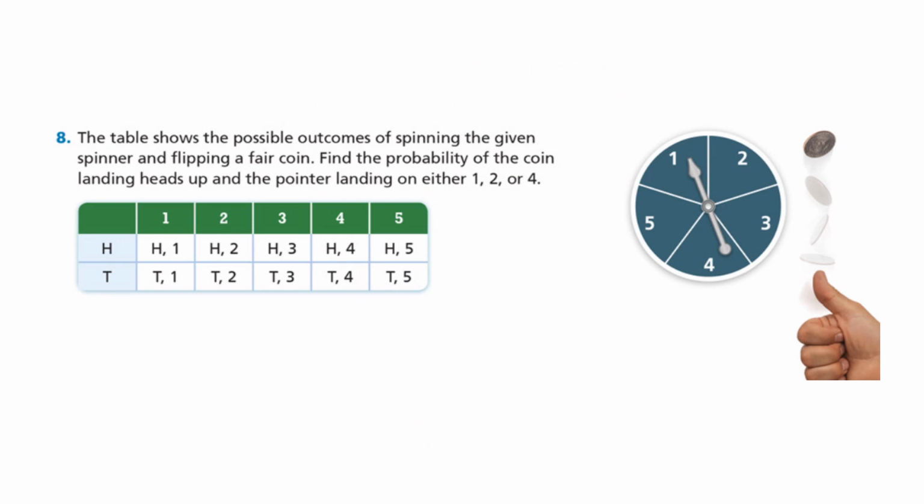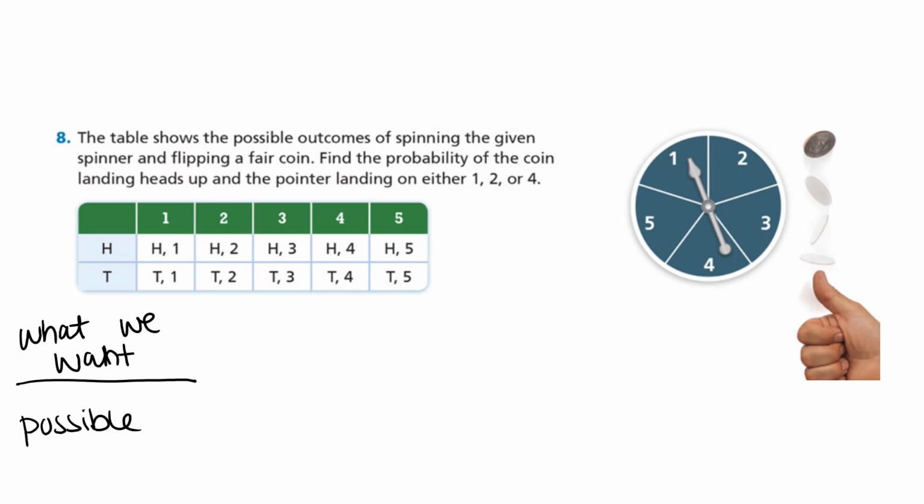In number 8, the table shows the possible outcomes of spinning the given spinner and flipping a fair coin. Find the probability of the coin landing heads up and the pointer landing on either 1, 2, or 4. So again, our fraction is what we want, goes on top, and then on the bottom is the number of total possible outcomes.